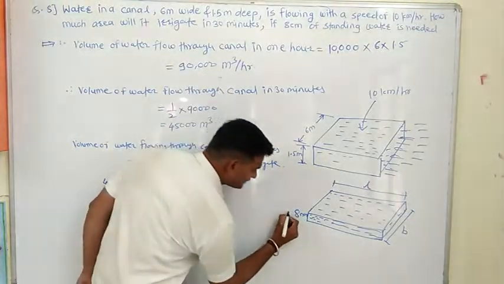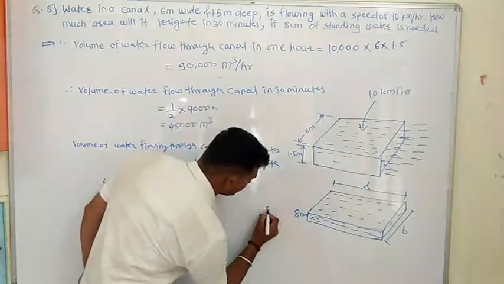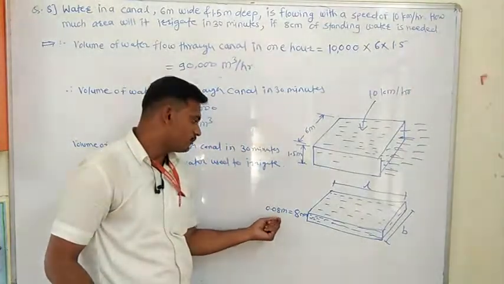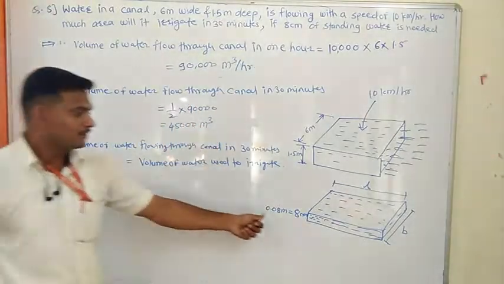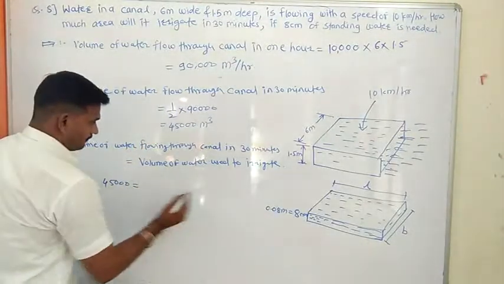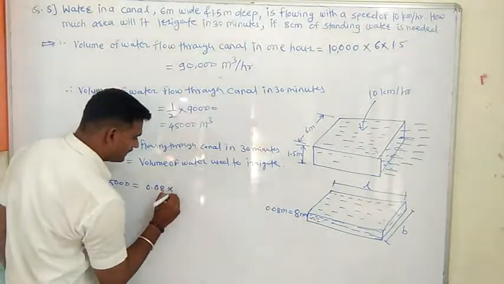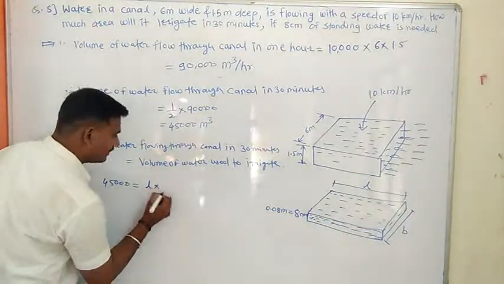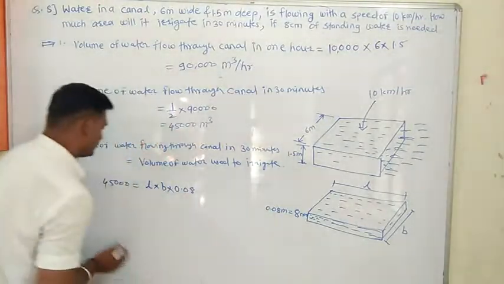Then the volume of water used for irrigation is equal to, this height is given as 8 centimeter. We will convert it into meters. That is 0.08 meter, because we have taken the 45,000 in meters. Therefore, convert 8 centimeter into meters, then you will get 0.08. Volume of water used to irrigate is equal to 0.08, this is the height. First we will write length. What is the length? Length we don't know. L into breadth also we don't know. What is the height? Height is 0.08 meter.